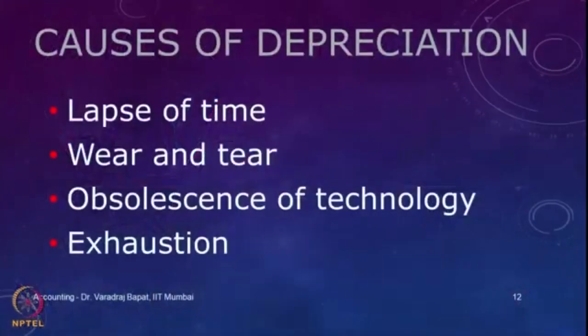So, it is a gradual and continuous fall in the value of asset, mainly because of 4 reasons. Do you remember those 4 reasons? I think most of you are remembering. So, lapse of time, wear and tear, obsolescence and exhaustion. Particularly the first 3 are important for most of the assets. And exhaustion, the 4th one, is for which asset? It is only for assets like a mine.